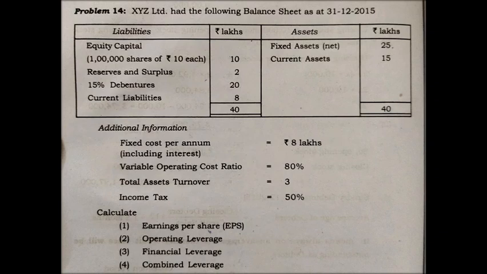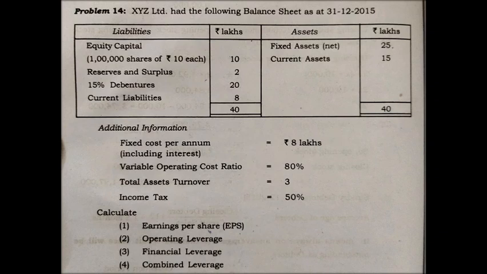XYZ Limited has the following balance sheet as shown, as of 31-12. A balance sheet is given with liabilities and assets. Just go through the items given in the question. Apart from the balance sheet, additional information is given.